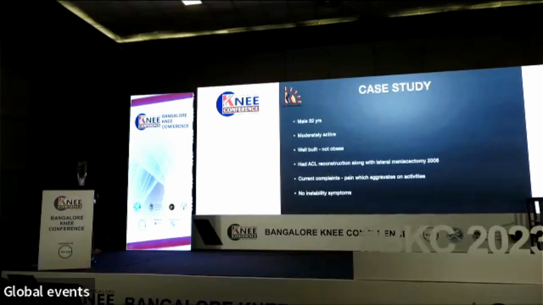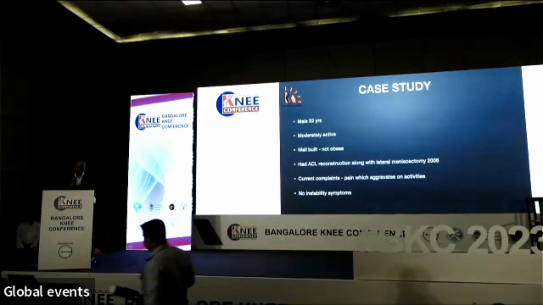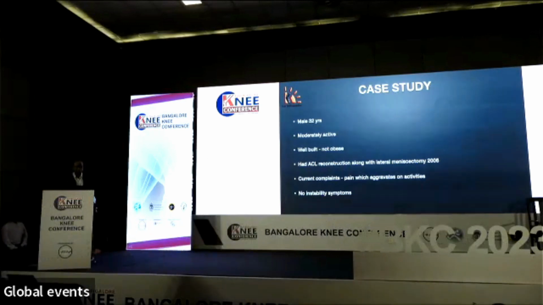So we'll discuss our case. It will be almost like a real life surgery. The patient is a male, 32 years, moderately active, well built, not obese, and had an ACL reconstruction long ago with a near total meniscectomy in 2006. The patient presented to us with on and off pains, quite chronic now, almost 1 to 2 years, and he did not have any instability symptoms. His ACL was performing well.